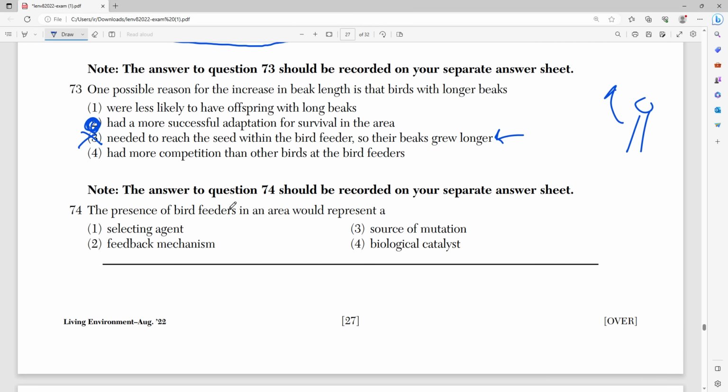Number 74 says that the presence of bird feeders in the area would represent what? Well, it's a selecting agent, right? We just said that areas with a lot of bird feeders end up changing the composition of the environment to contain birds with longer beaks, right? So what the bird feeder is doing is it's inadvertently selecting for longer beaks. We call that a selecting agent, right? Whether intentional or not, it's making sure that birds with longer beaks get more food and in turn survive, right? So in a sense, it is selecting for longer beaks.